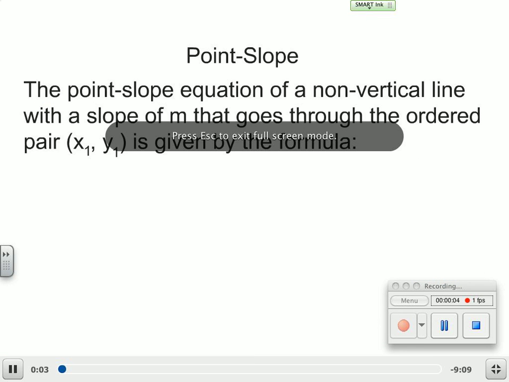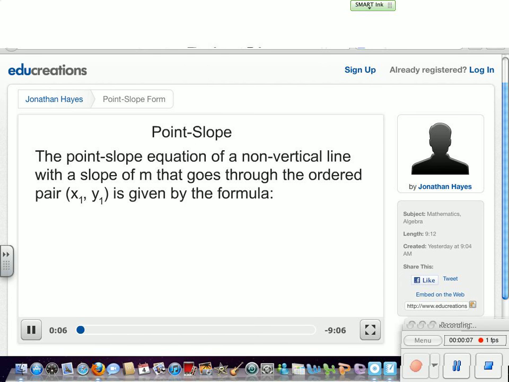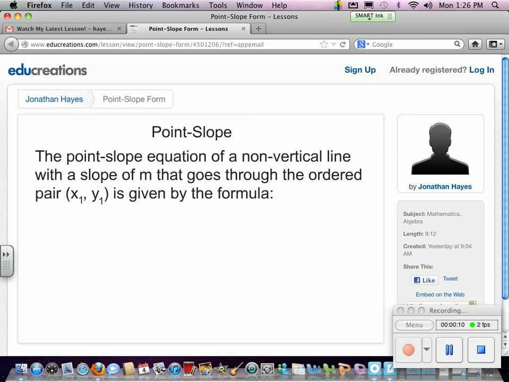Alright, so today we're going to have a lesson on point-slope form. The point-slope equation of a non-vertical line with a slope of m that goes through the ordered pair (x1, y1) is given by the following formula. We're going to have y minus the y1 coordinate of the ordered pair equal to m times the quantity x minus the x1 of the ordered pair.